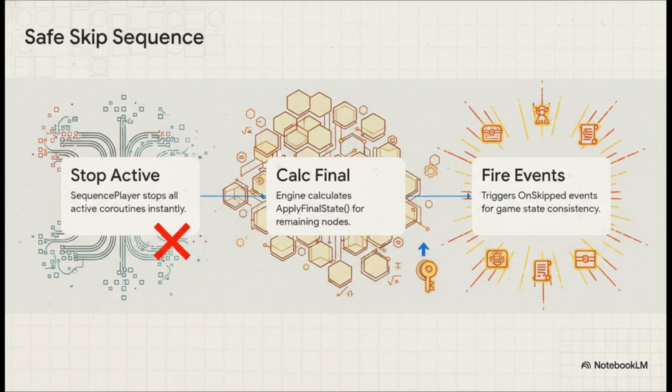Third, it fires the on-skipped events. This means if halfway through a cinematic, a node was supposed to give a key to the player, that variable gets updated instantly. Your game state remains mathematically perfect and consistent. No more broken quests, no more soft locks, no more characters floating in midair.